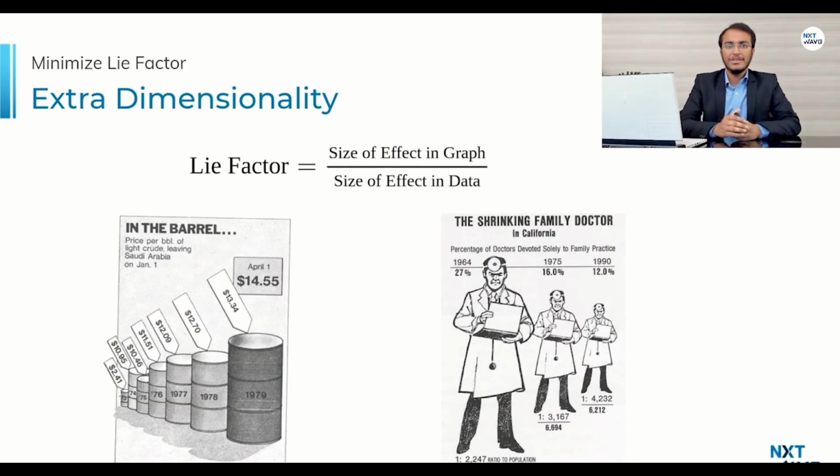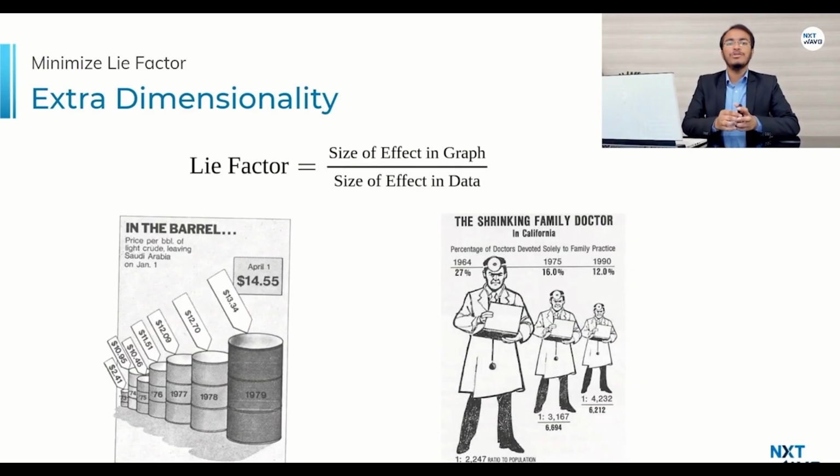So you can see on the top, the lie factor is, in this context, the size of the effect in the graph divided by the size of the effect in the actual data. That means the changes in the actual data are not proportionally represented in the graphs. Rather, the size effects in the graphs are very huge compared to the changes in the actual data. So that is when we see the lie factor. So this should be minimized as much as possible.